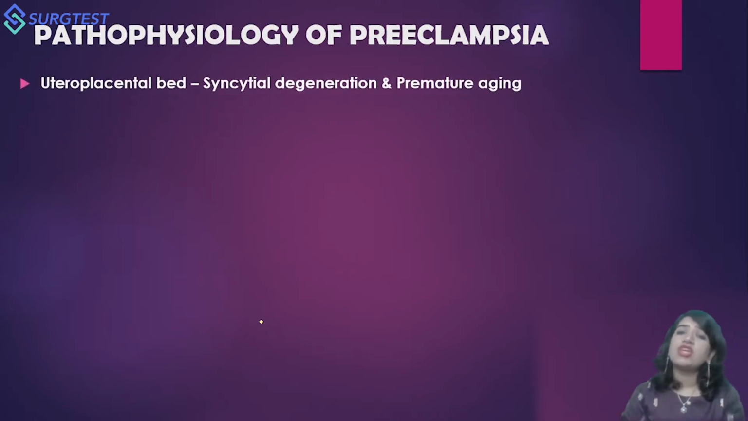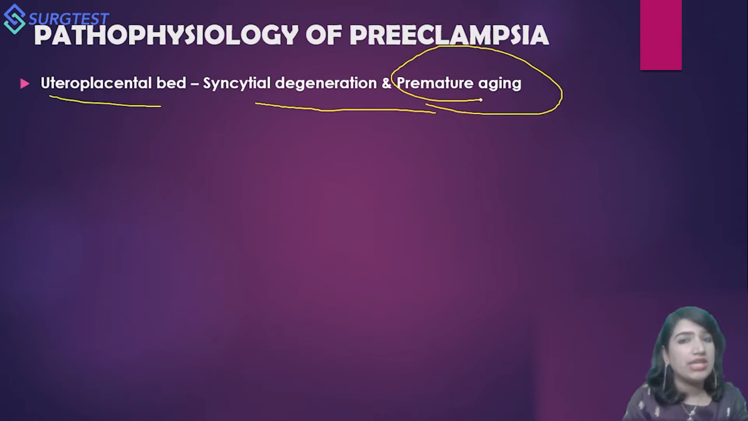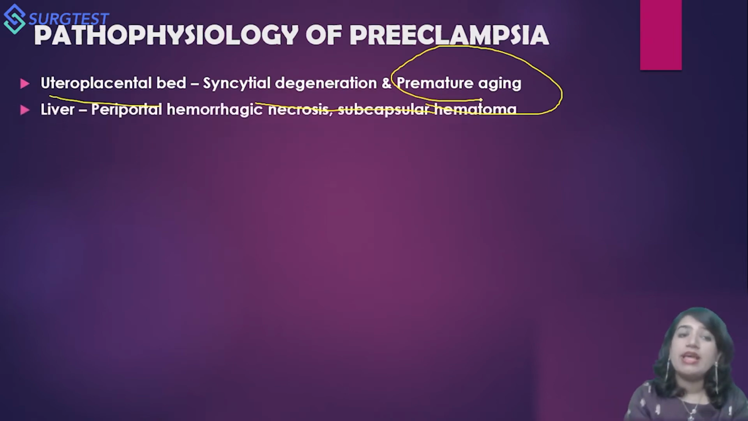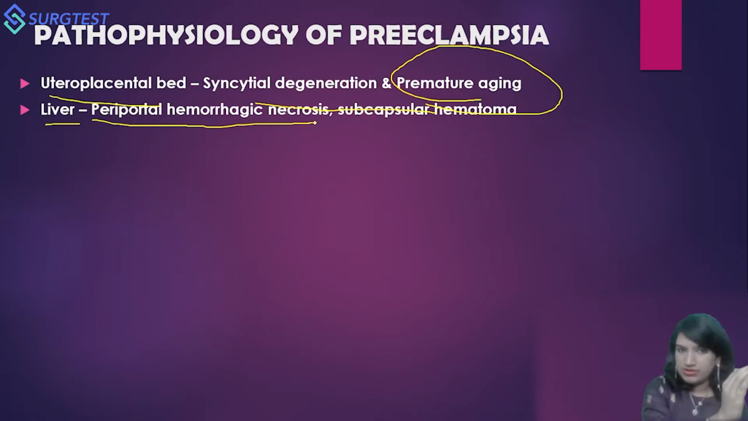Now, what all changes happen with preeclampsia in each and every organ of the body? So, in the uteroplacental bed itself, there is a syncytial degeneration and there are signs of premature aging of the placenta. Both of these contribute to uteroplacental insufficiency. If we talk about the liver, there is a periportal hemorrhagic necrosis. We know that according to the lobular and the zonular classification, we have a centrizonal necrosis and we have a periportal necrosis in the liver.